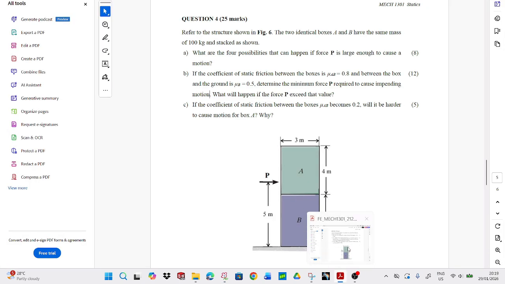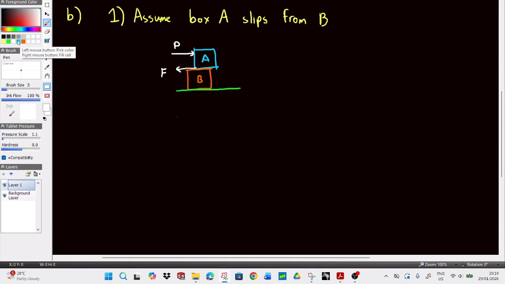Did they mention the weight? Okay, the two identical boxes have the same mass, meaning it has its weight. I'm going to mark it in yellow. Box A has the weight, obviously, and that weight is just 100 times 9.81, which is 98.1 Newton. And of course, you would have the normal force, NR.